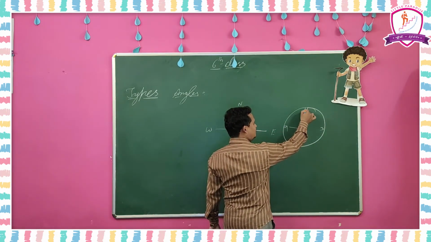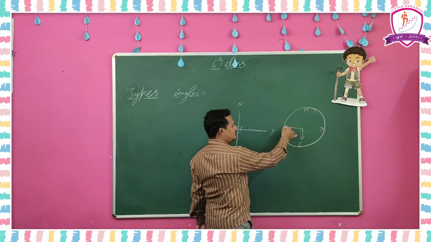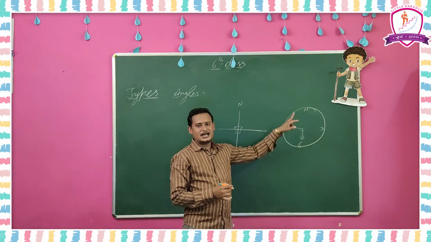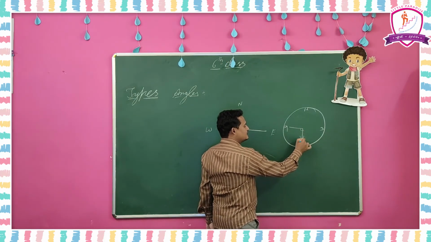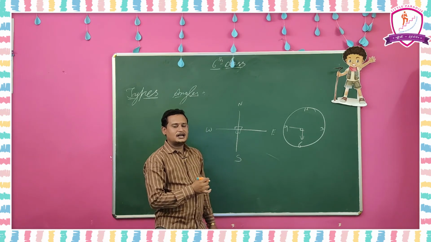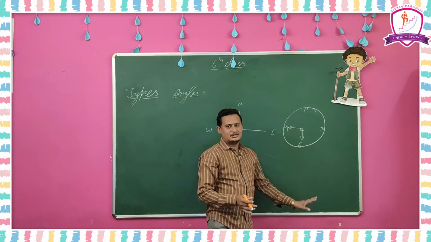Here from 12 to 3 is 1 right angle, 3 to 6 is 1 right angle, 6 to 9, 9 to 12. So here every 3 hours 1 right angle will form. Okay. Here from 6 to 9 it will complete 1 right angle. So after 1 right angle the hour hand must be at 9 o'clock. That is the question. Okay.